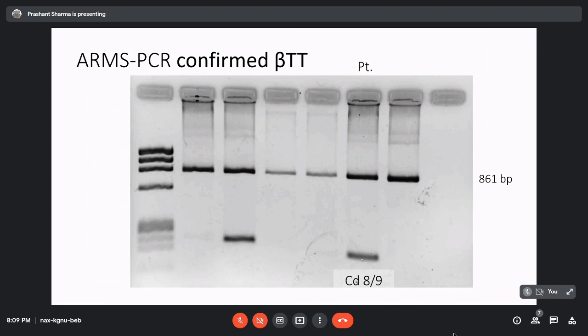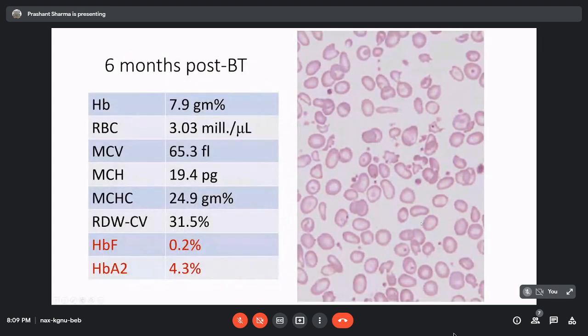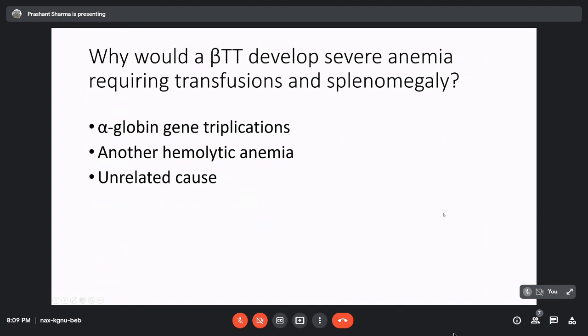So she's beta thal trait, but her CBC and her blood film are obviously worse than you would expect in a beta thal trait. There are no uniform RBCs over here. So in such a situation, we'll be wondering why a beta thalassemia trait would develop severe anemia requiring transfusions as well as splenomegaly. The differential diagnoses include alpha globin gene triplications, and it could be another hemolytic anemia, or it could be a completely unrelated cause for her anemia and splenomegaly.